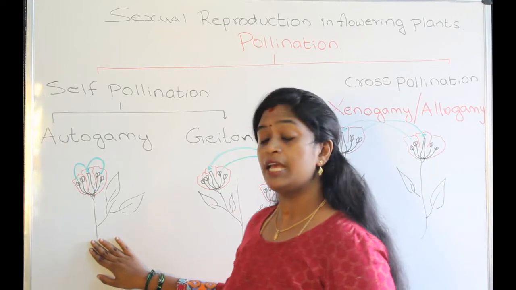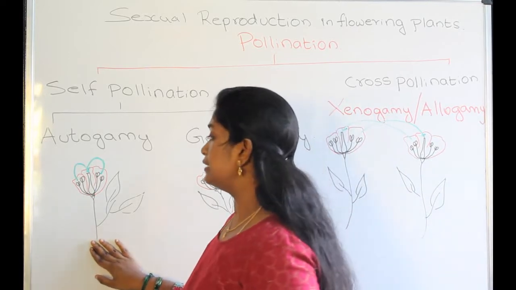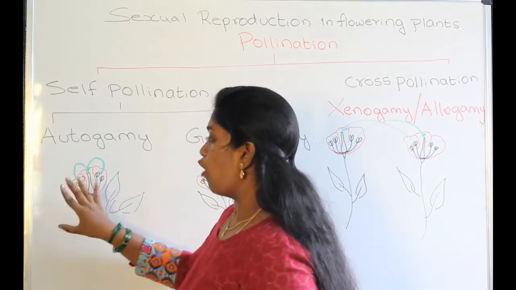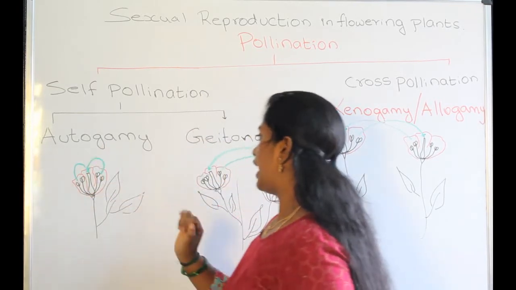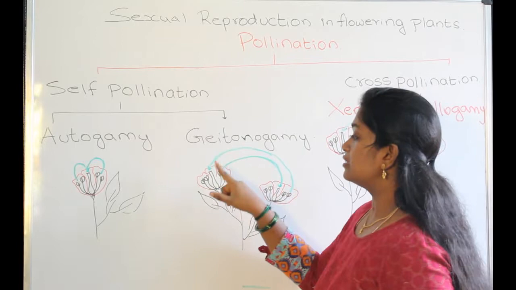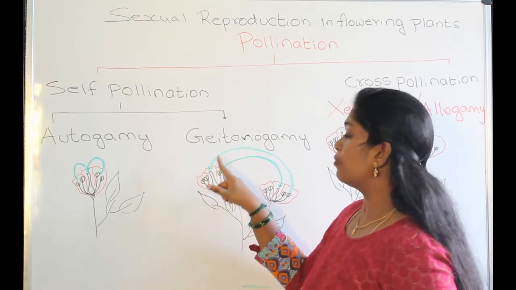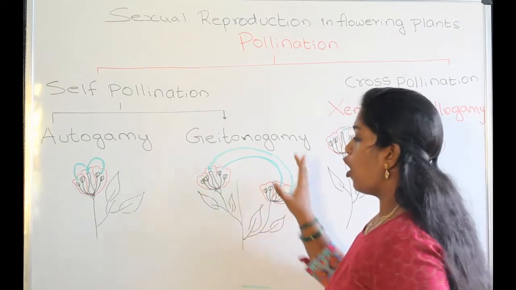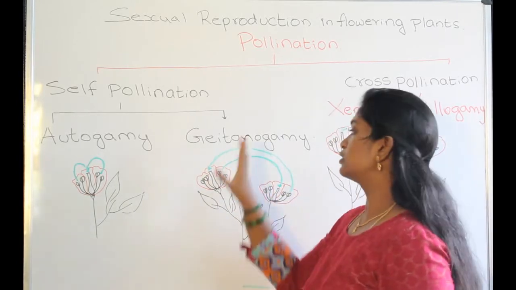In autogamy, the transfer of pollen grains takes place from the anther to the stigma of the same flower. Whereas the transfer of pollen grain from the anther of one flower to the stigma of another flower on the same plant is called geitonogamy.